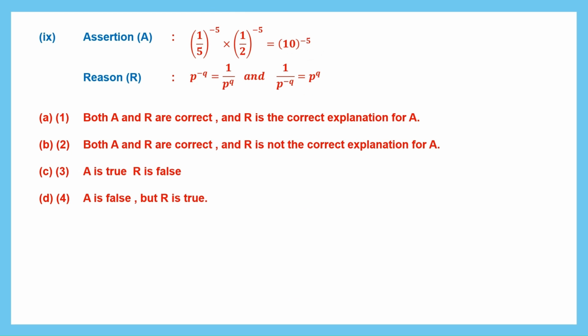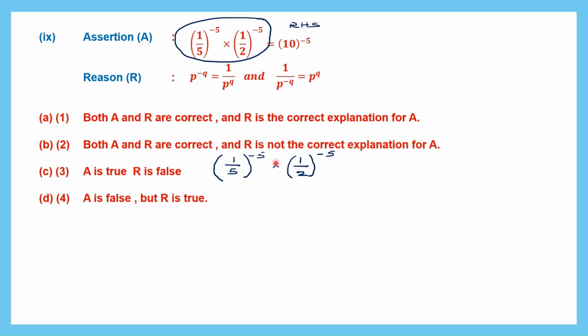So let's take down the left hand side of the equation, that is (1/5) raised to negative 5, into (1/2), again here also the whole raised to negative 5. We've taken only the left hand side of this equation. We're going to see whether we get the same as the right hand side. So we're working that out.